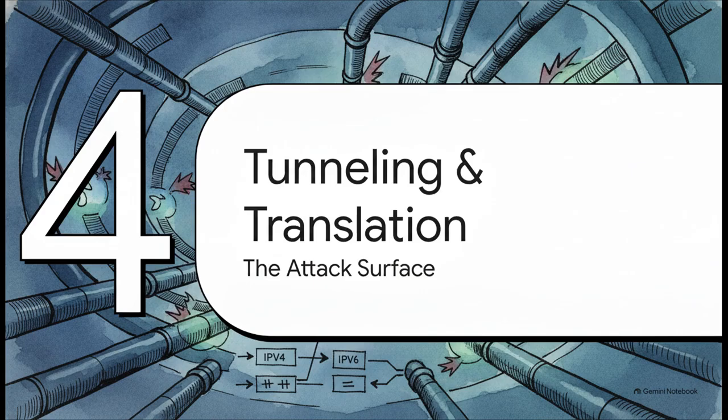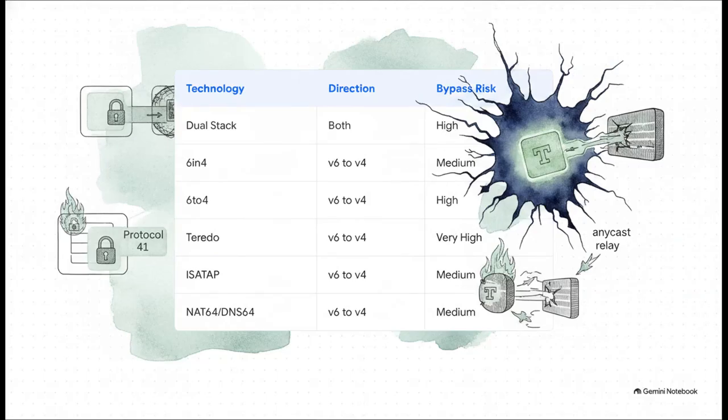Section 4. Tunneling and translation risks. The attack surface. Now, what's really interesting about this slide is when we analyze the bypass risks of these specific mechanisms, the threat level becomes crystal clear. Take Teredo, for example. It carries a very high risk because it uses UDP NAT bypass techniques specifically designed to punch through your perimeter. 6to4 carries a high risk due to its anycast relay model, and even medium-risk technologies like 6in4 use Protocol 41, which standard firewalls just aren't going to inspect properly without explicit configuration.